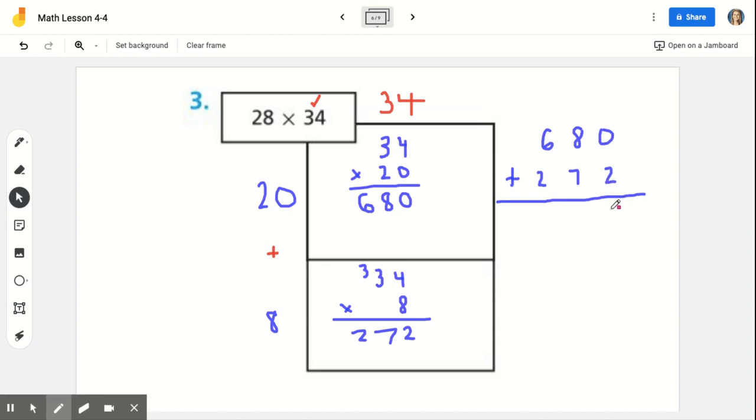0 plus 2 is 2. 8 plus 7 is 15. So 1 goes in the 100 spot up there, and 5 goes in our answer in the tens. 1 plus 6 plus 2 is equal to 9. And our answer is 952. 28 times 34 is equal to 952. Great job. Let's try another one.